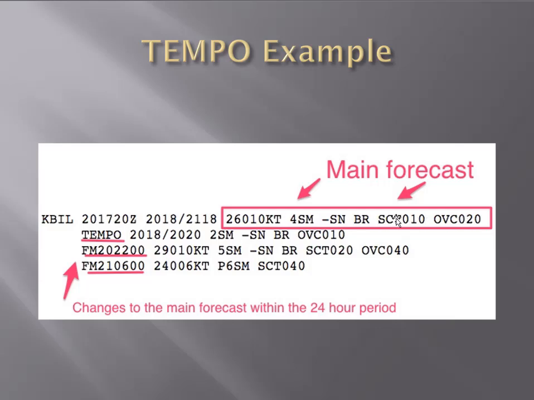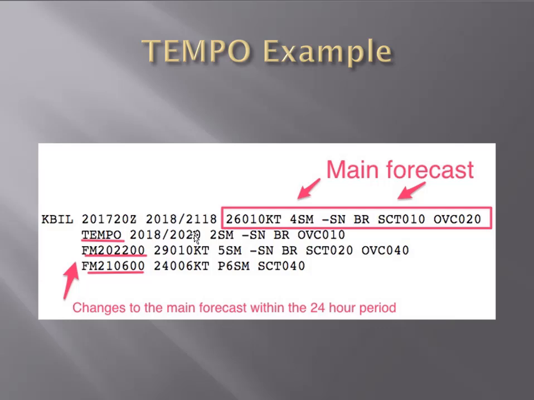Now, this forecast is essentially going to stay the same until we get to 18 Zulu, because now we're indicating a tempo group. This is going to be a temporary change from this top line. So here's the tempo group. This tempo group means to say that the forecast is going to change just a little bit from the 20th of whatever month this is at 18Z through 20 Zulu. We're going to have a little bit of a change here. And that change is that we're going to see reduced visibilities of 2 statute miles, still with some light snow and fog, and overcast clouds at 1,000 feet.